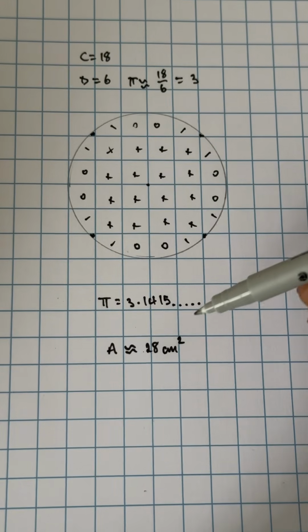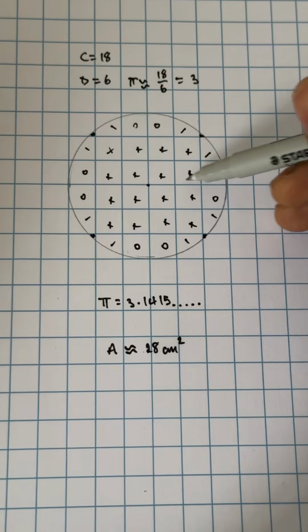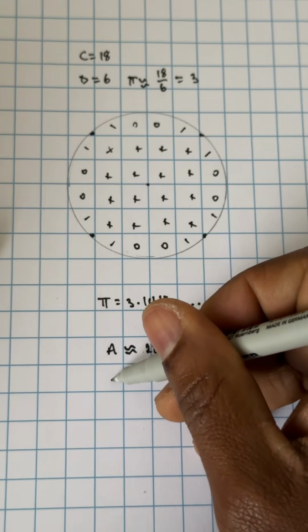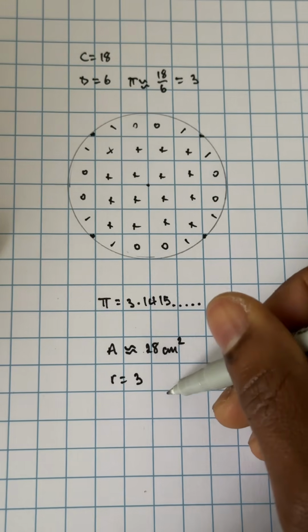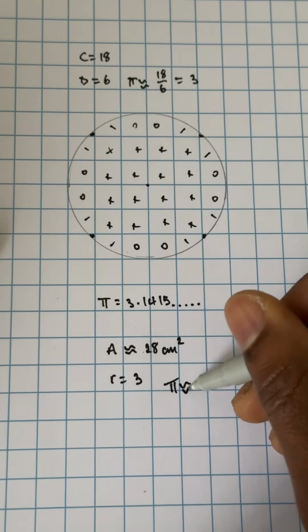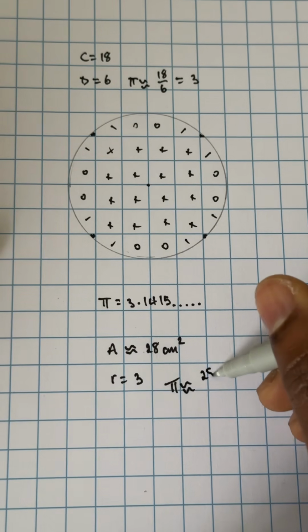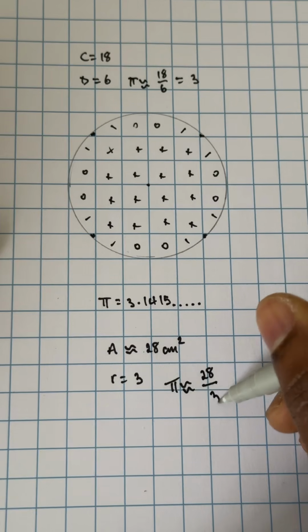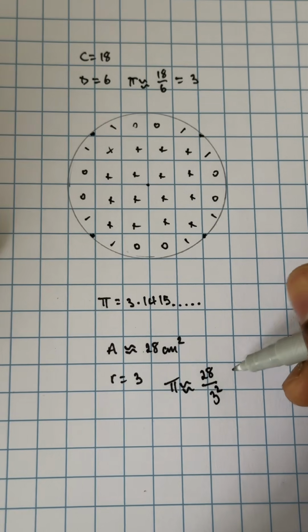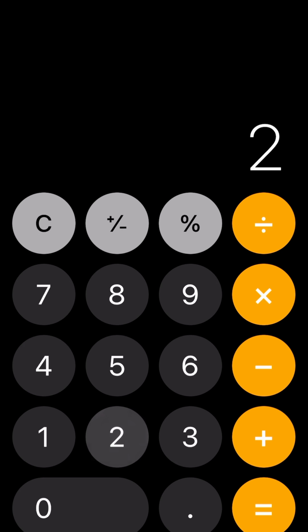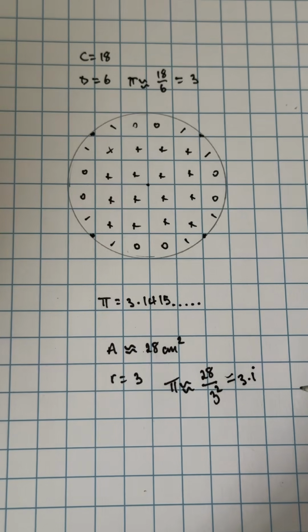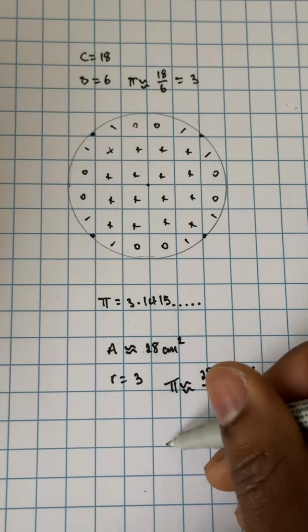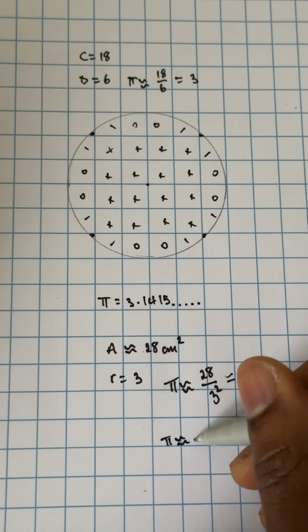In order to find pi, I'm going to relate the area now to the square of the radius. So the radius is 3. So therefore, pi in this case will be approximately equal to the area of 28 divided by the radius squared. The radius squared is 9. So now plunk that into our calculator. 28 divided by 9 is equal to 3.1 recurring. So again, you can see here that if we're estimating pi, pi is approximately equal to 3.